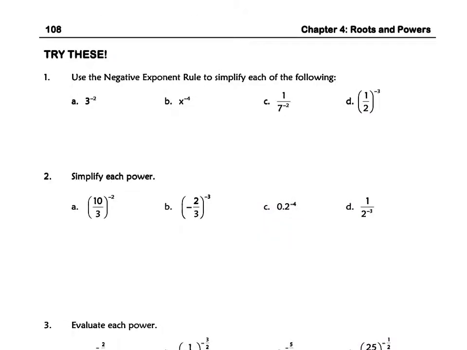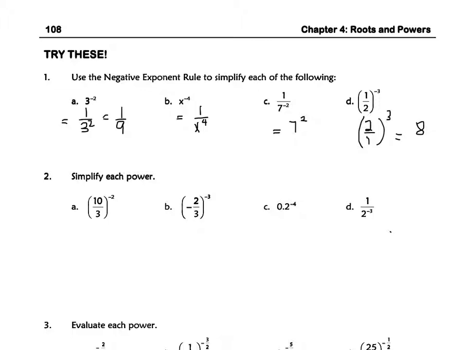If we take the same negative exponent rule and simplify each of these, this is 1 over 3 squared, which is 1 over 9. This would equal 1 over x to the 4, and that's as much as we can do with that because we don't know what x is. If we have 1 over 7 to the negative 2, then we can write that as 7 to the positive 2. And a half to the negative 3 would mean 2 over 1 to the positive 3, which would be 2 cubed, or 8.